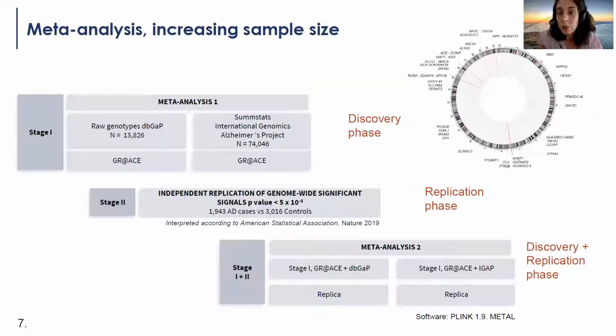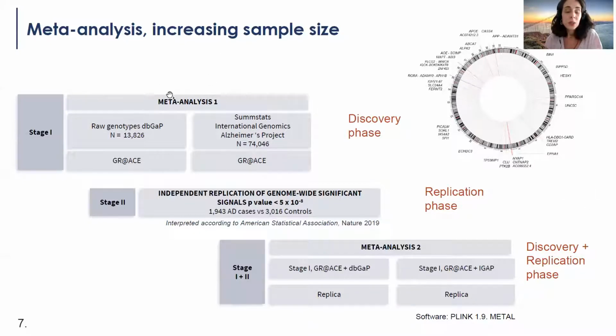Then our second approach for analyzing this data was trying to conduct a classical meta-analysis of genetic information, or meta-GWAS, as we call it. The next thing that we did was trying to merge the results that we were able to obtain in our GRACE study with those that were available in public resources. We used datasets coming from dbGaP, and we also used summary statistics coming from the International Genomic Alzheimer Project.